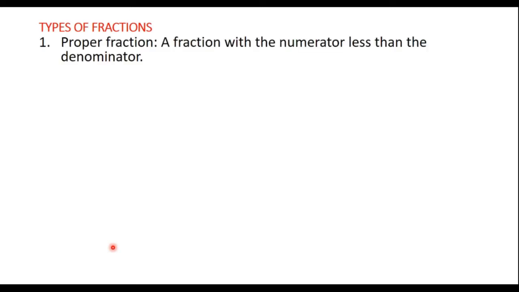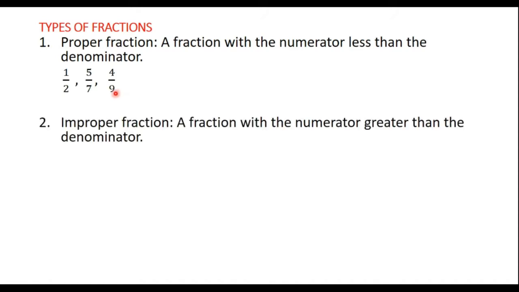We want to look at some types of fractions. The first one we are going to consider is what we refer to as a proper fraction. A fraction with the numerator less than the denominator. So whenever you have a fraction where the numerator is smaller than the denominator, we say that you have a proper fraction. So for example, we have 1 over 2, where 1, which is the numerator, is less than the denominator. We have 5 over 7, where 5, which is the numerator, is less than the denominator. And we have 4 over 9, where 4, which is the numerator, is also smaller than the denominator.